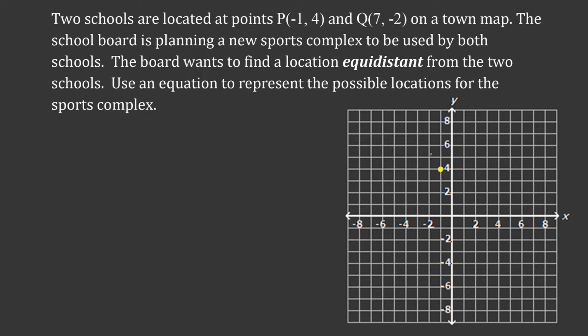So there's my first town. That's town P, and then I've got this other town Q at 7, -2 over here. We'll call that town Q. Okay, so there's town P and town Q.